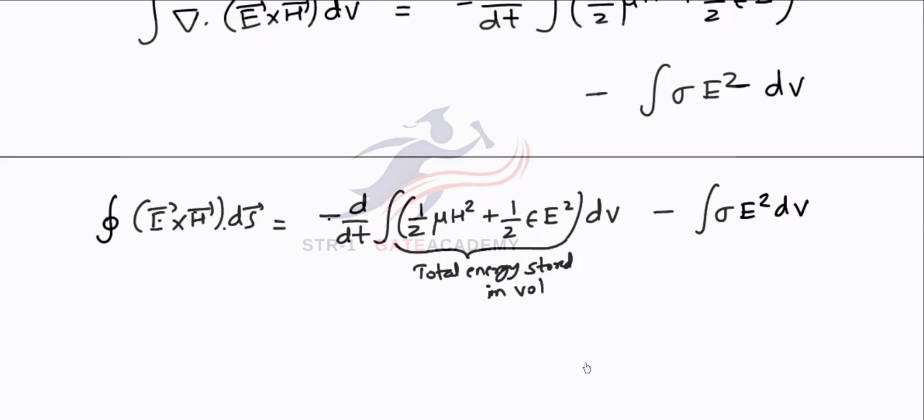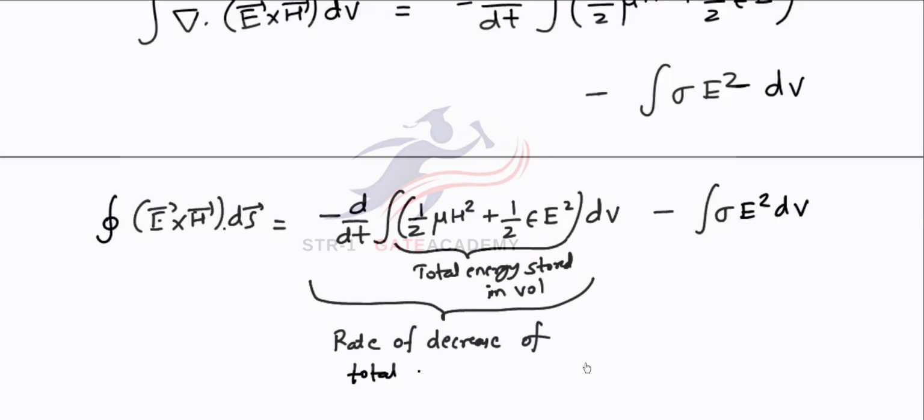And since there is a negative sign over here with the differentiation, this complete term is nothing but the rate of decrease of total stored energy. And this is nothing but the ohmic power losses.